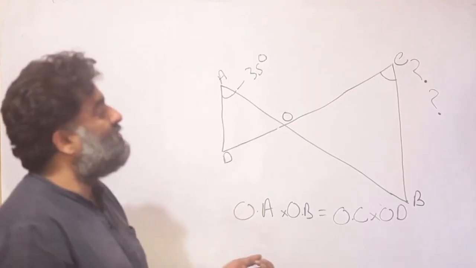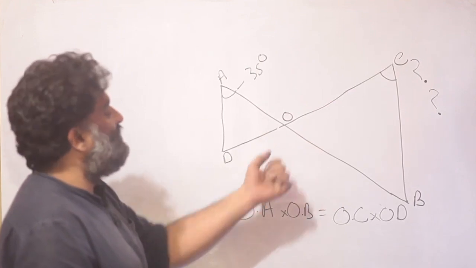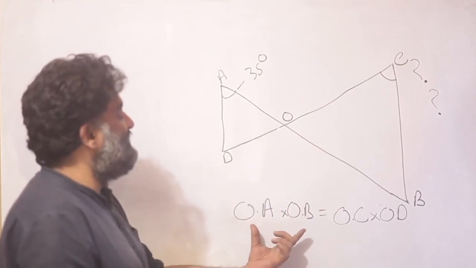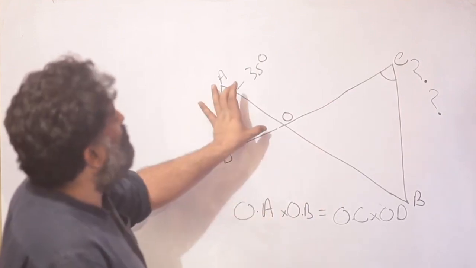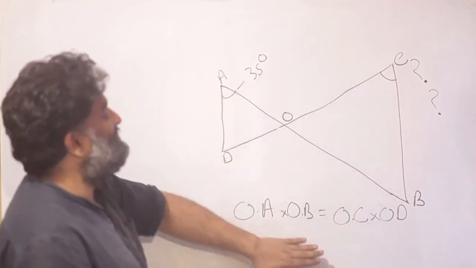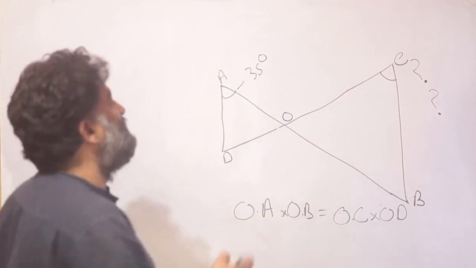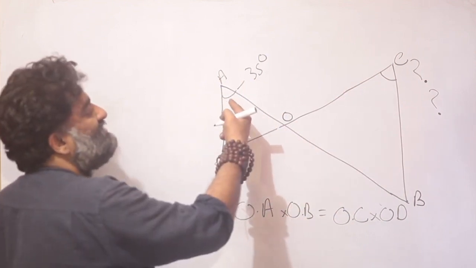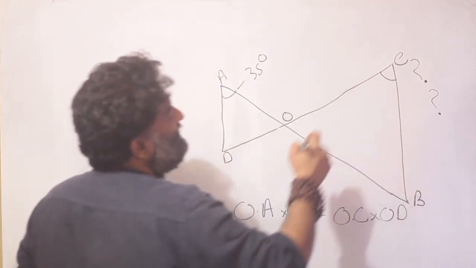So let's try out one more problem. This is the figure given to us, and the only piece of information added is OA into OB is the same as OC into OD. So this is the piece of information and this is the figure. Angle A is also given as 35 degrees. Find the value of angle C.